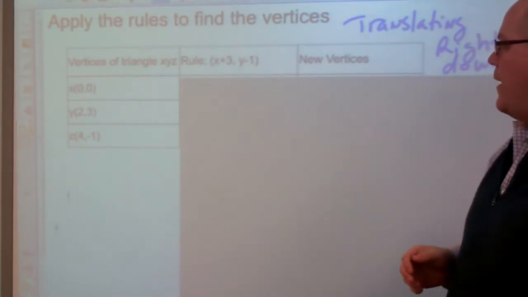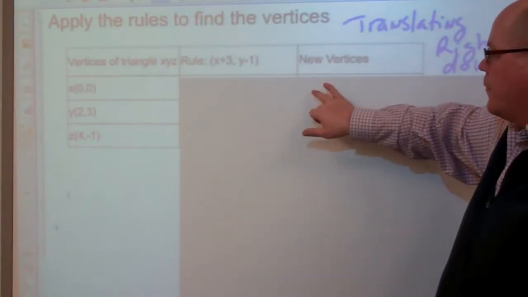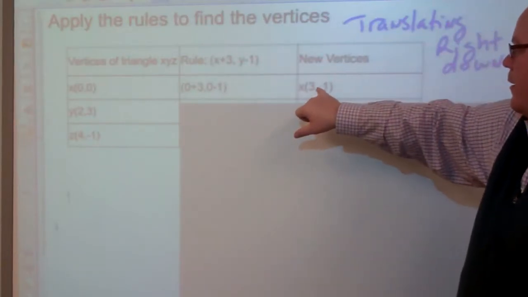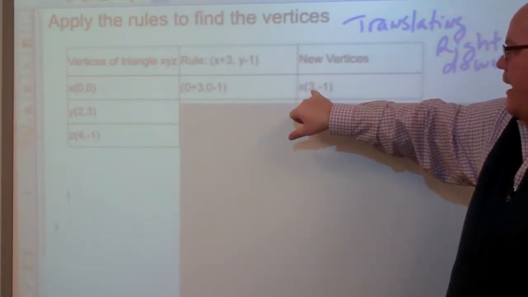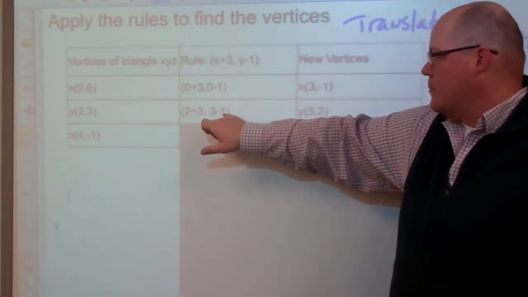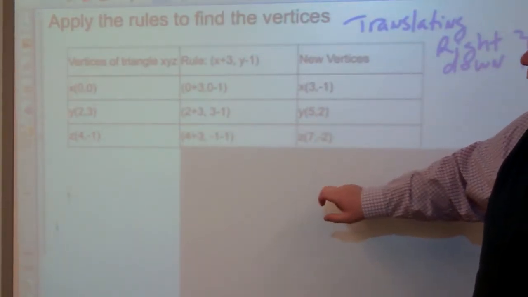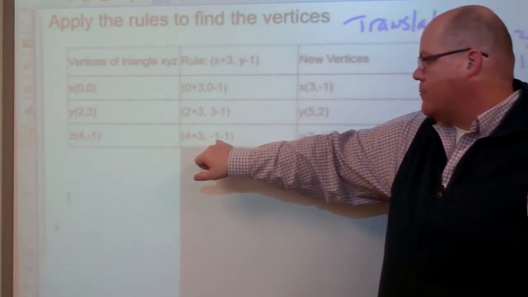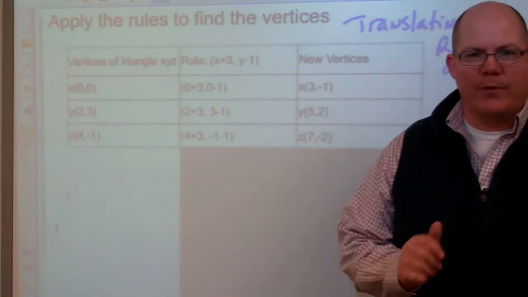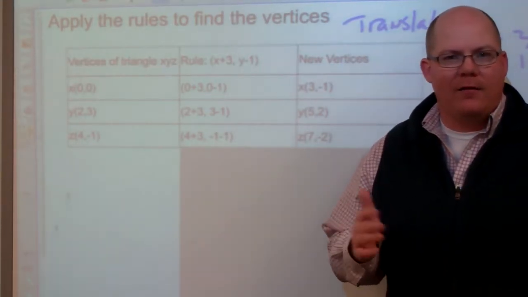All right, great. Welcome back. So now that you have an opportunity to go ahead and apply the rules and find the new vertices, let's see how accurate you were. So when we add 3 to x and we subtract 1 from y, our new vertex is x is 3, y is negative 1. For y, we add 3 to 2, subtract 1 from 3, and our new vertex is 5, 2. And for z, we add 3 to 4 and subtract 1 from negative 1. Our new vertex is 7, negative 2. So translation is pretty simple. We're adding or subtracting to the x and y value, depending on whether or not we're translating right, left, up, and down.